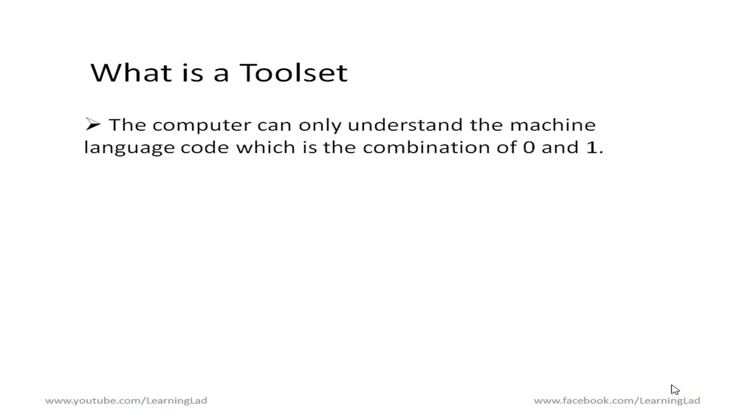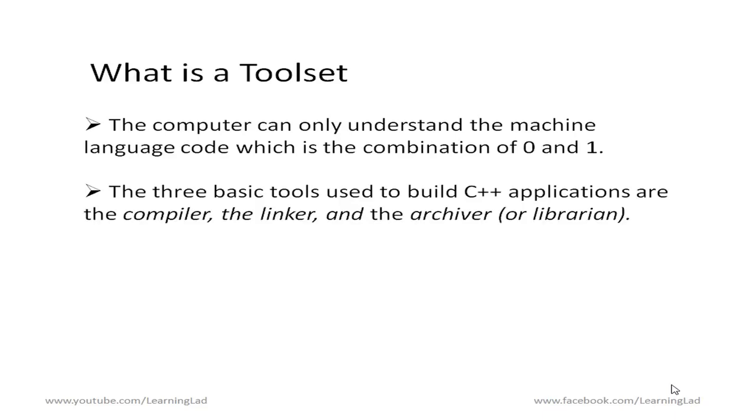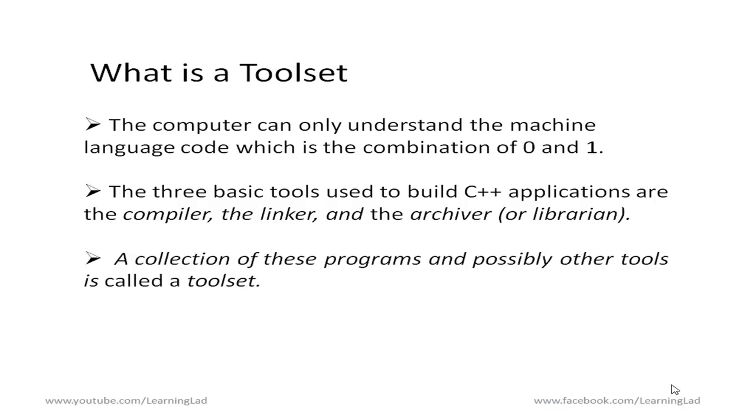The computer can only understand machine language code, which is the combination of zeros and ones. All of you know that a computer can only execute code written in zeros and ones. The three basic tools used to build C++ applications are the compilers, the linkers, and the archivers. We're gonna use these three tools to convert our C++ source file to an executable one which we can execute. A collection of these programs and possibly other tools is called a toolset. Or we can say that the combination of the compilers, the linkers, and archivers together is called a toolset.